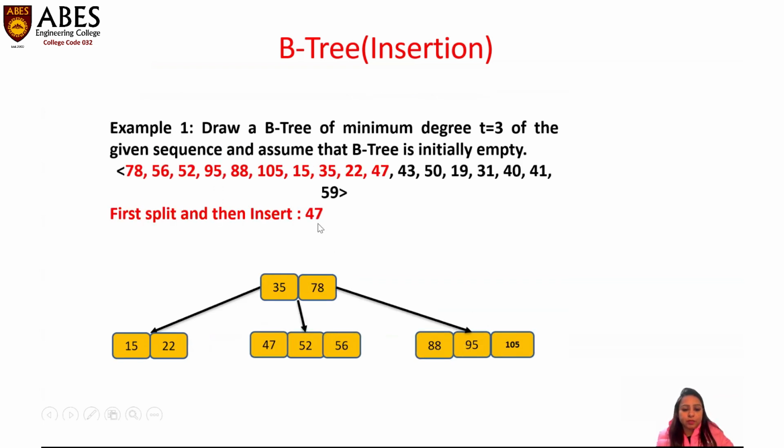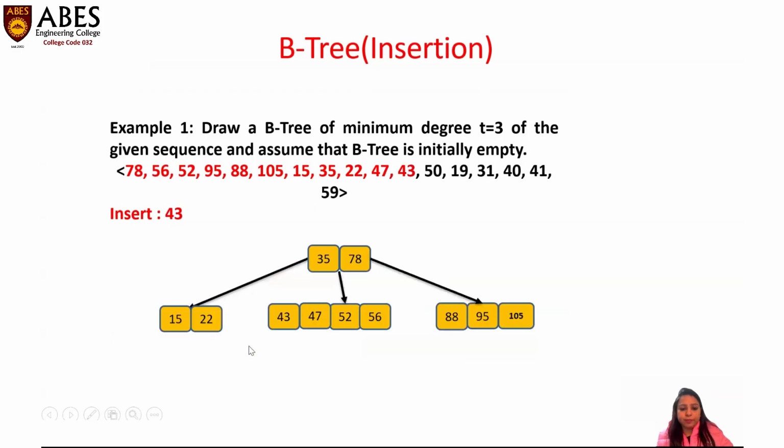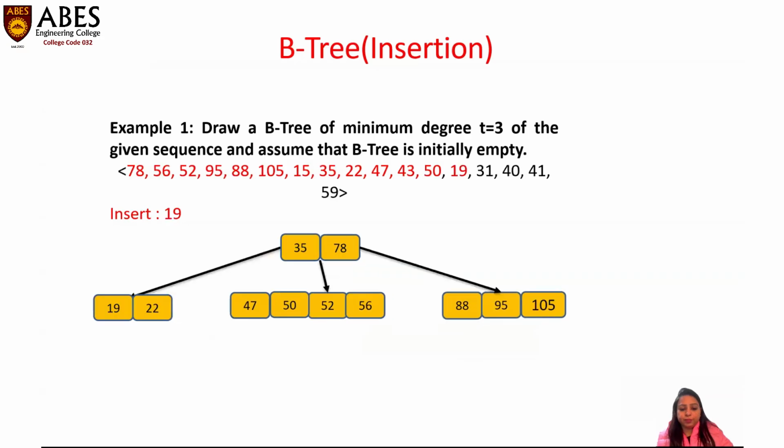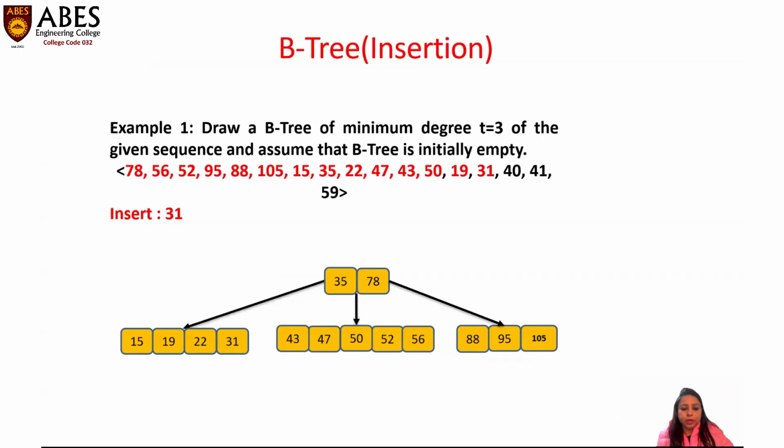Now we have to insert 47 that is between 35 to 78, so we'll use 47, 52 and 56. Now 43 is to be inserted, that should be inserted before 47. Now 50 is to be inserted, which will be inserted after 43, 47 and then 50, 52. Now I have to insert 19. 19 would be inserted below the 22 value. 31.